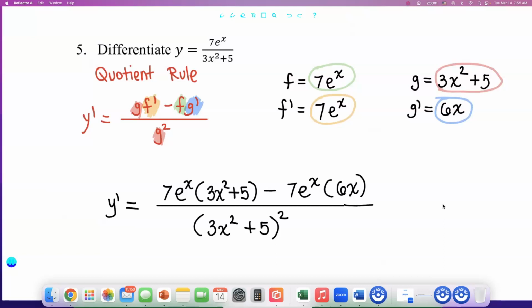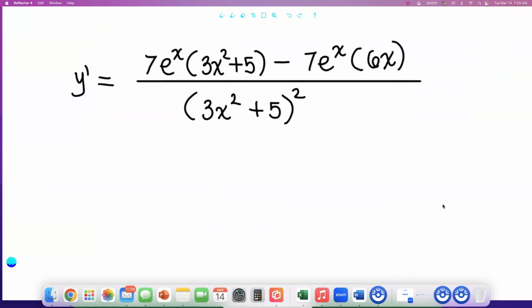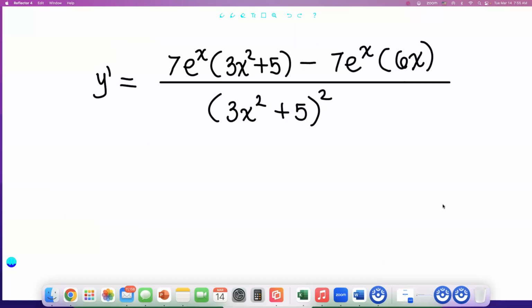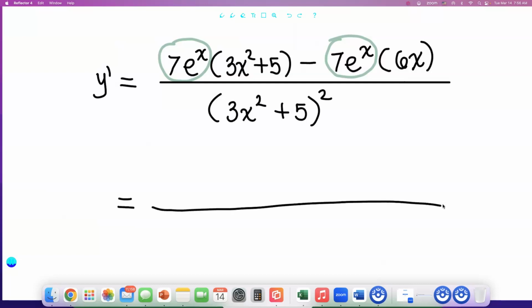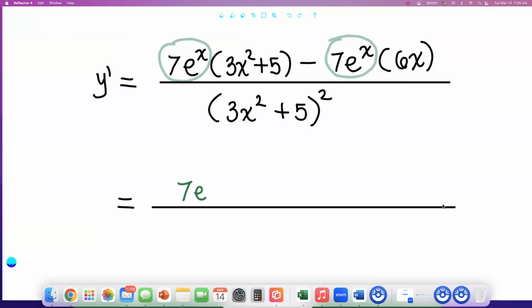All right, all done. We're now going to simplify the numerator. Notice what they have in common. The greatest common factor is 7e to the x. We will factor that out and put it in front of the parentheses, okay? So let me put 7e to the x once out in front of the parentheses. Now let's write down the leftover inside the parentheses. What's left from the first part? 3x squared plus 5, right? What's left from the second part?